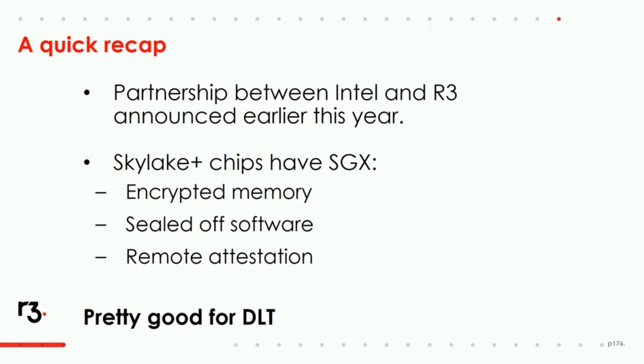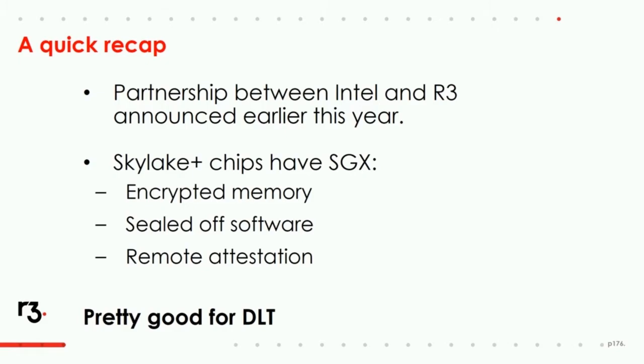All right, so let's do a quick recap. We announced we're working with SGX a bit earlier this year. Silicon from Skylake Plus, which Intel Skylake chips started coming out at the end of 2015, have SGX. It has the features which Simon covered this morning: the encrypted memory. You can seal off your software, and then you can prove to other people you've done it. And this is a pretty good fit, it turns out, for distributed ledger technology, and many other things, too, not just DLT. It's very flexible technology. So that's the route that we're going, but of course not everyone is going that route.